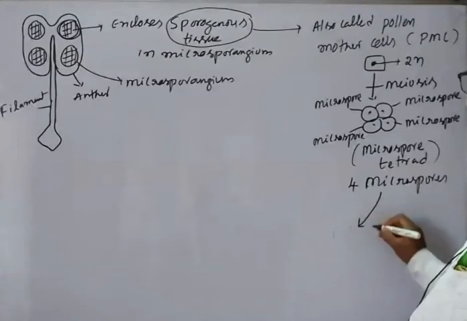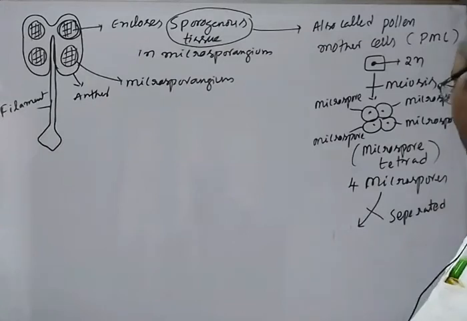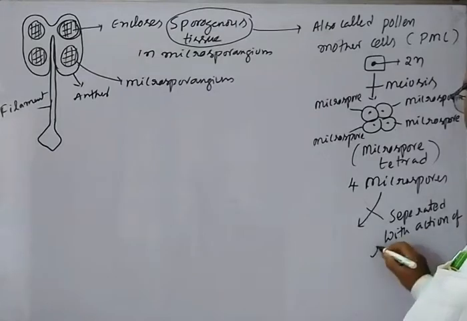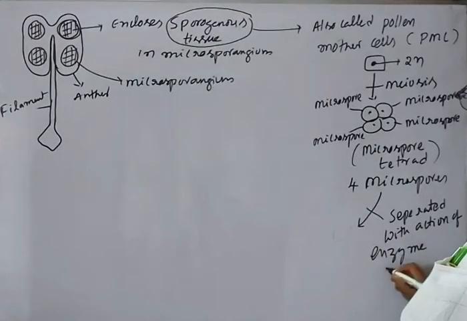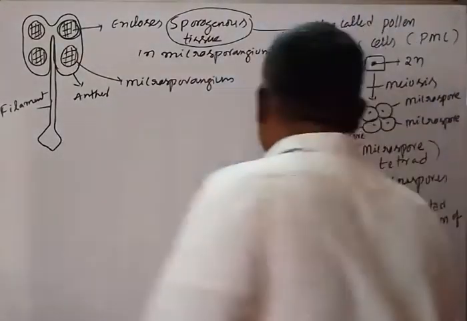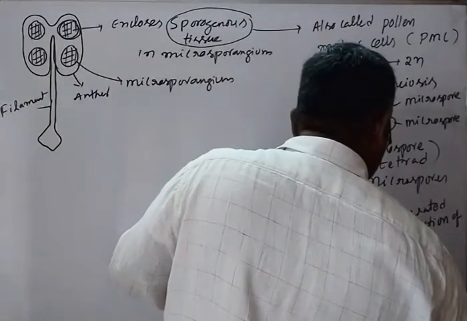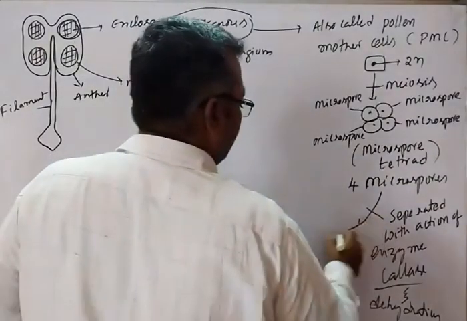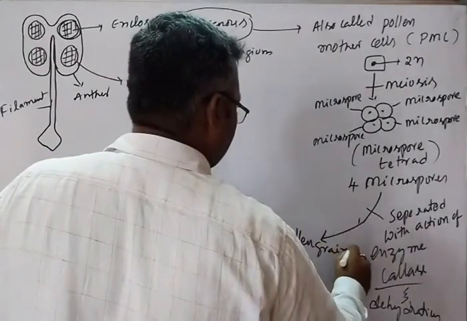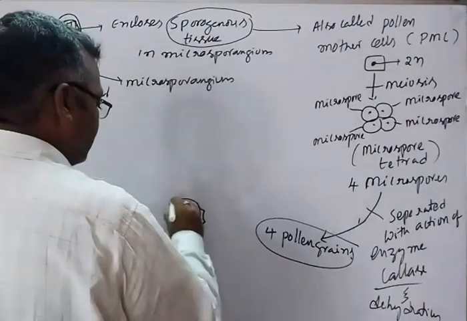The 4 microspores get separated with the action of enzyme callase, C-A-L-L-A-S-E, callase, and also because of dehydration, and become 4 pollen grains. Now these are the 4 pollen grains.